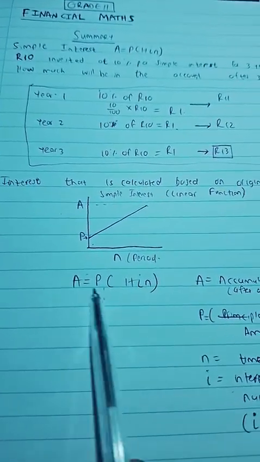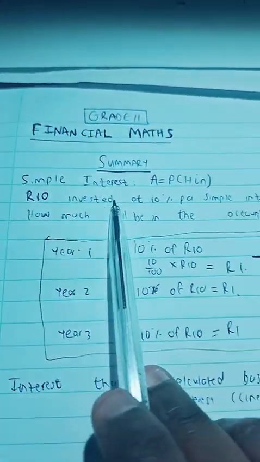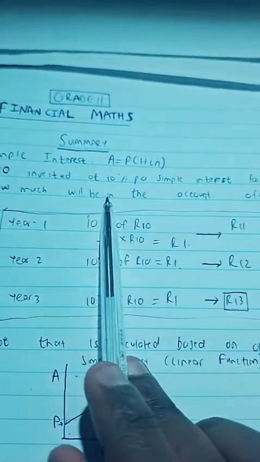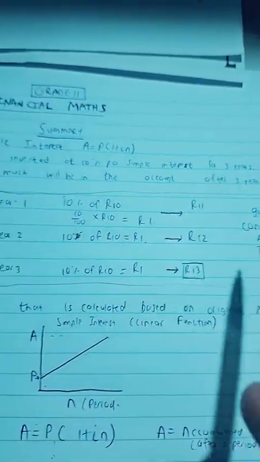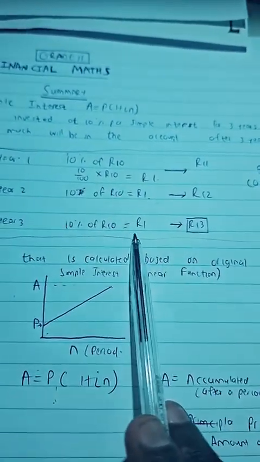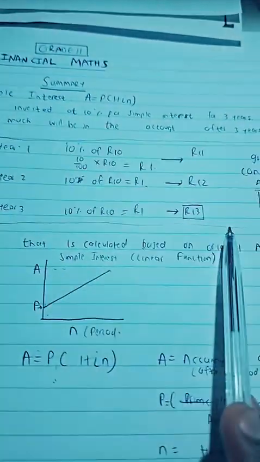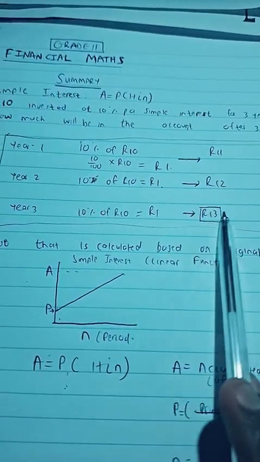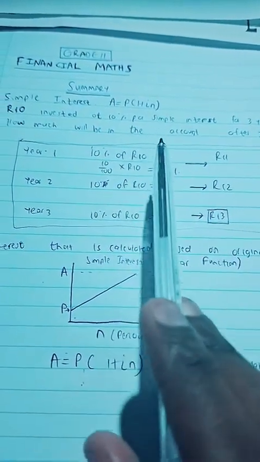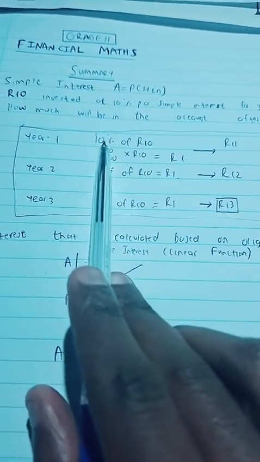This formula is always provided in the formula sheet. So remember, my situation was that of 10 Rand invested at 10% per annum, simple interest, for 3 years. The question is how much will be in the account after 3 years. So we did check year after year how much the account would have, and we found that after 3 years, you would have 13 Rand in the account, applying the interest rate of 10%.